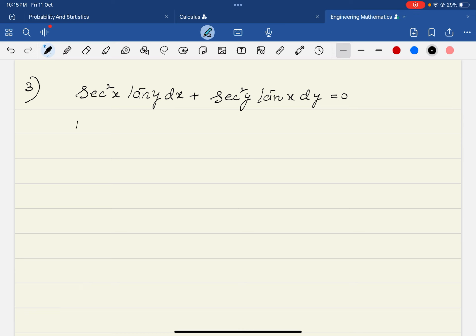So now here again, what is M? M is secant square x tan y and N is secant square y tan x.